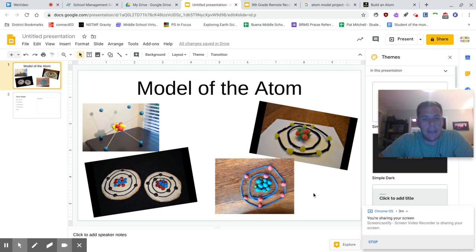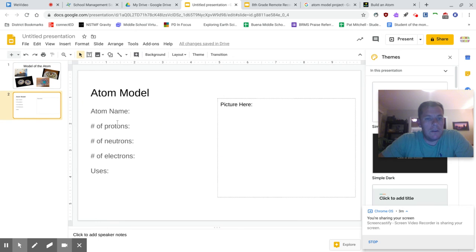But again, you're looking at numbers 1 through 10. So that's anything from hydrogen all the way out to neon. And think about how you can build your atom. When you have your atom built, you are going to complete this slide. Tell me the name of the atom, how many protons, how many neutrons, how many electrons. And then I want you to find out what it's used for. So for example, what's hydrogen commonly used in? Or what's neon commonly used in? Or oxygen, or any of the atoms that you chose from. So give me a little information about the atom, what it's used for.